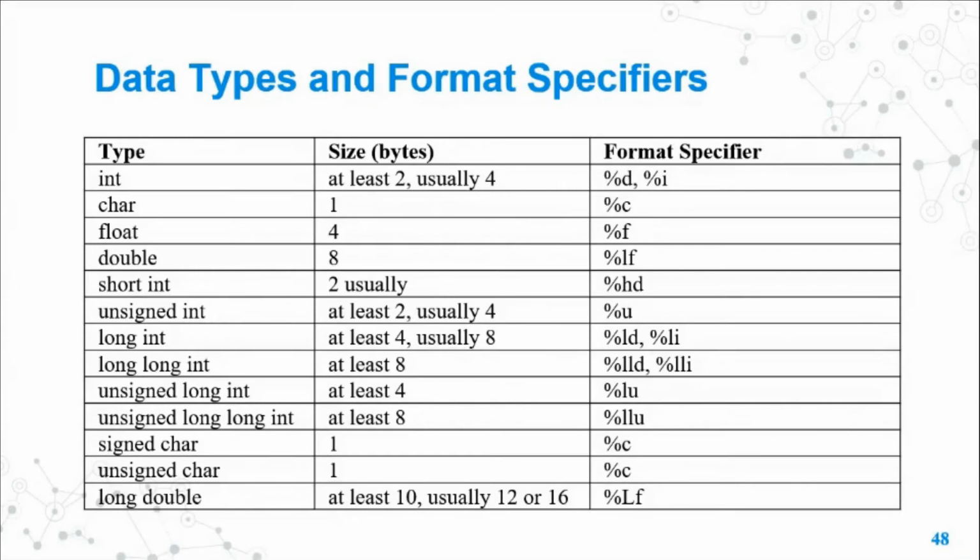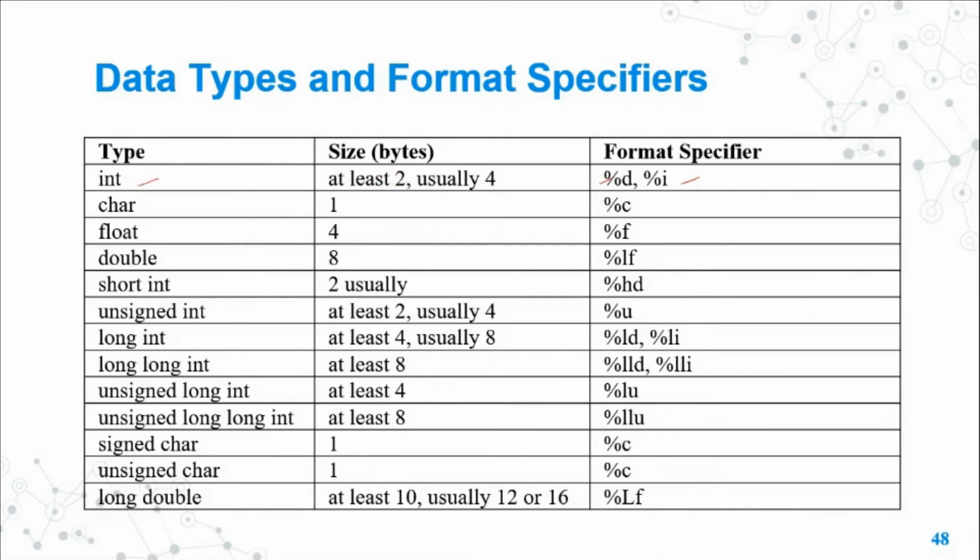Then for each data type, what are the format specifiers? In the previous slide, it was given for each format specifier which data types they are for. So here it is for each data type. For integer, you can use either %d or %i. The size in bytes is usually 2, at least 2 bytes is available.